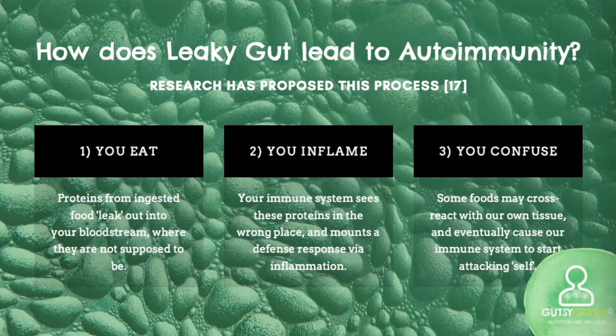Now, some food proteins are molecularly very similar to those in our own tissue. So when this escape happens often enough, the immune cells eventually become confused and cross-react with our bodies, beginning to chronically attack one or more parts of us.